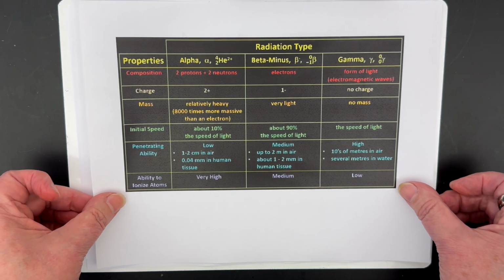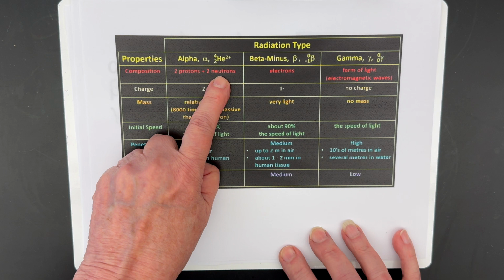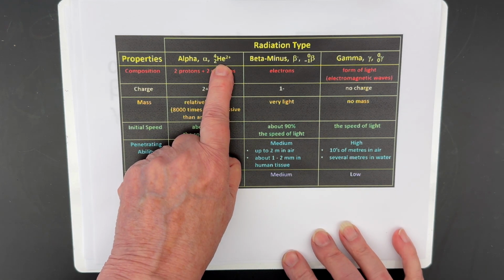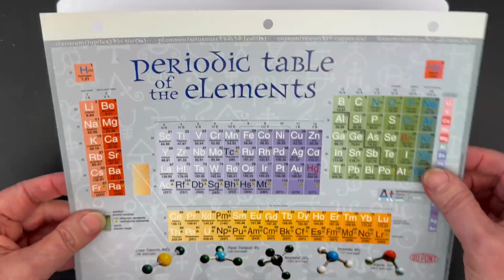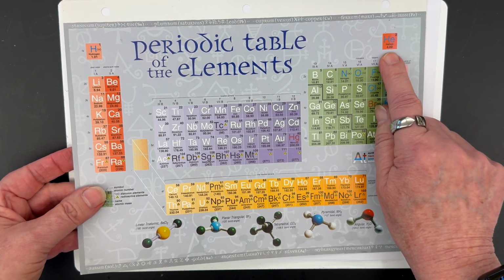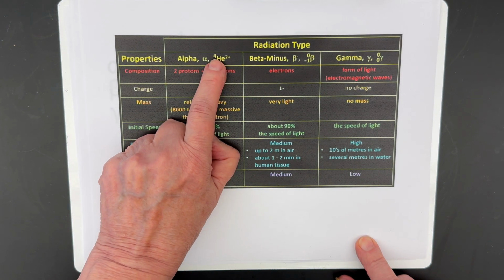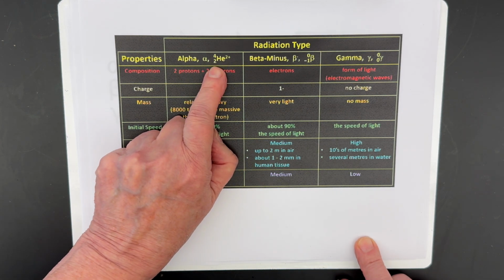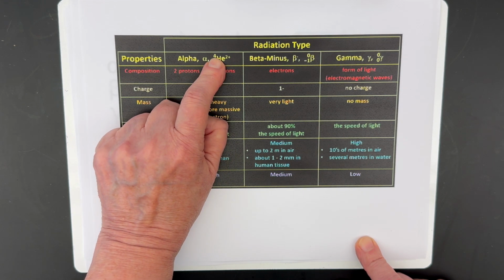So a quick summary: alpha, 2 protons and 2 neutrons. Therefore, its symbol is He, because helium has 2 protons. Helium's right there, 2 protons. And so this is just like a helium nucleus. It has 2 protons, but its mass is 4 because it has 2 protons and 2 neutrons. So the charge is 2, but the mass is 4.